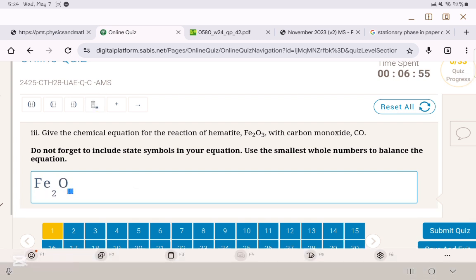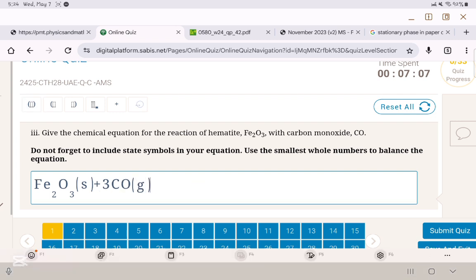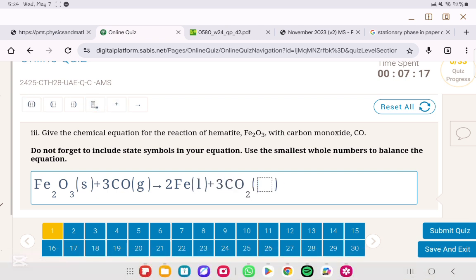Fe2O3, which is a solid, will react with 3 carbon monoxide gas to form what? To form 2 iron liquid in addition to 3 carbon dioxide gas.